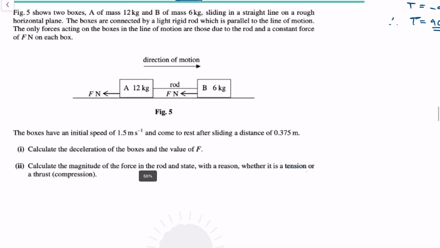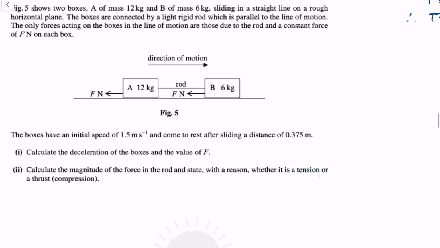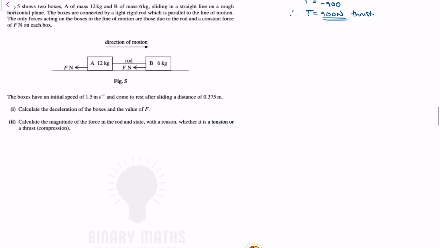Okay, next question. Figure 5 shows two boxes, A of mass 12 kg and B of mass 6 kg, sliding in a straight line on a rough horizontal plane. The boxes are connected by a light rigid rod which is parallel to the line of motion. The only forces acting on the boxes in the line of motion are those due to the rod and the constant force of F newtons on each box. So they've drawn everything out for us. The boxes have an initial speed of 1.5 meters per second and come to rest after sliding a distance of 0.375 meters. Calculate the deceleration of the boxes and the value of F.